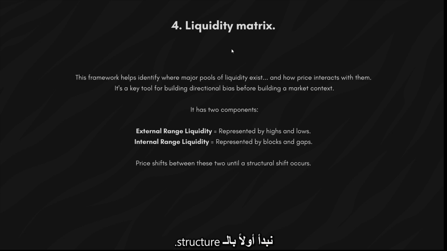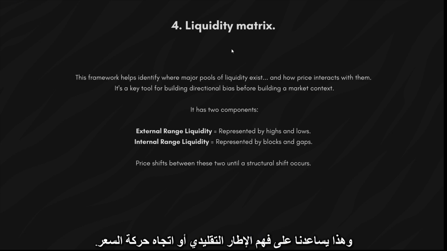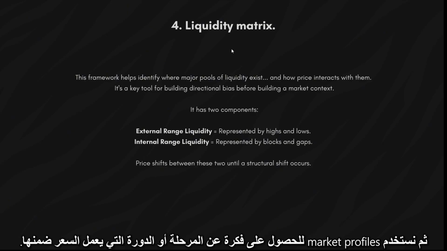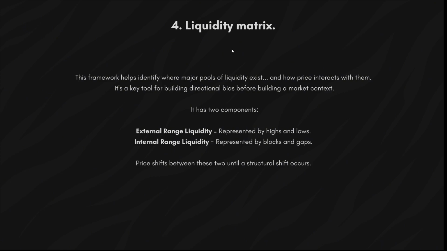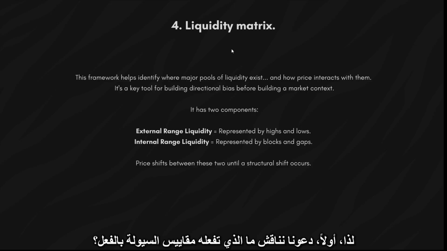We first of all start our analysis with market structure, and that helps us understand the directional framework, or the direction of price action. Then we use market profiles to get a sense of the phase or the cycle that price is operating within. And once we've done that, then we bring in liquidity metrics on top of that to refine that directional idea even further. That's how we use these concepts together. They're not meant to be used alone.